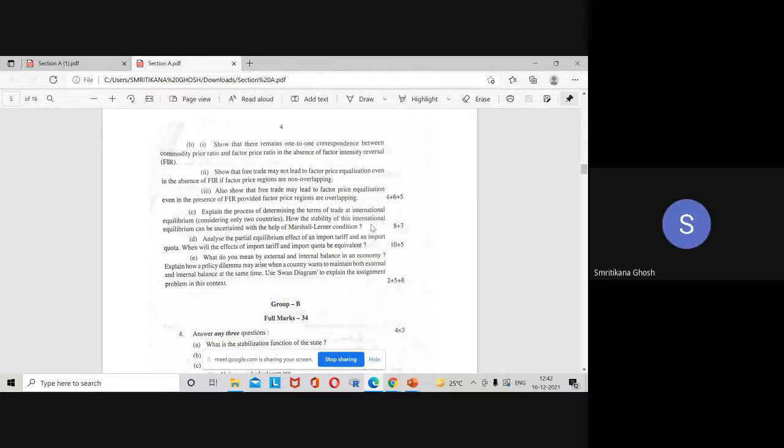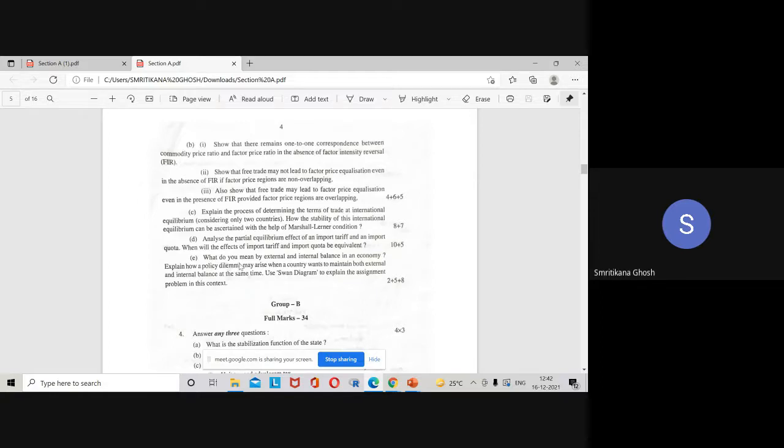Analyze the partial equilibrium effect of an import tariff and an import quota. This is also a very common question. The equivalence of import tariff and import quota: if the effects of them on the price are the same, then they will be equivalent, otherwise not. Okay. So this is of 5 marks.